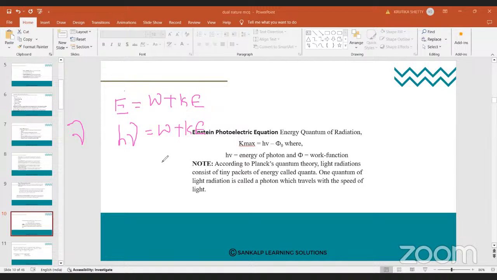Yes, so if you require kinetic energy, what does the equation become? h nu minus w, right? So we know the relation between frequency and the wavelength. Frequency is equal to c divided by lambda. So we can write it as hc divided by lambda is equal to work function plus kinetic energy. So kinetic energy is written as what? Half mv square, correct?